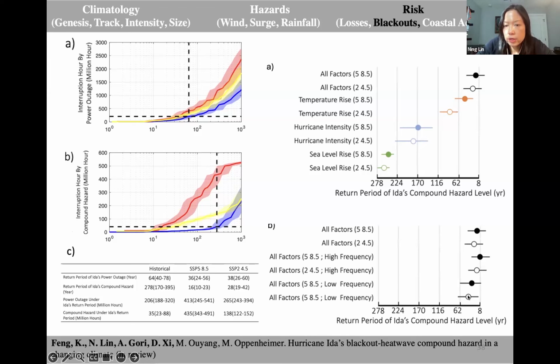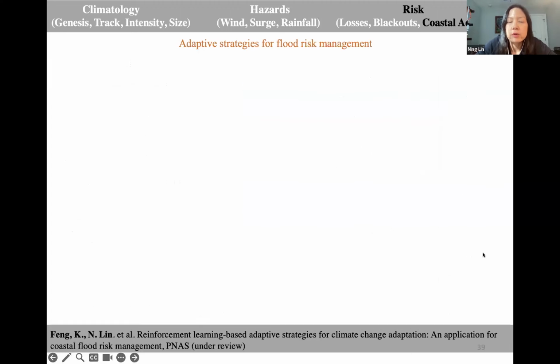So this is just showing that uncertainty of our frequency, if we assume our frequency prediction is uncertain, would that change our results much? It's not changing our results much because it's mainly driven by temperature increase and also intensity of the hurricanes. Finally, I want to talk about adaptive strategy for the coastal region.